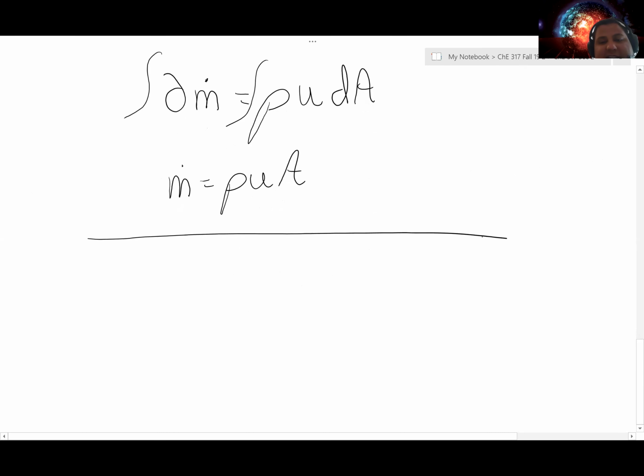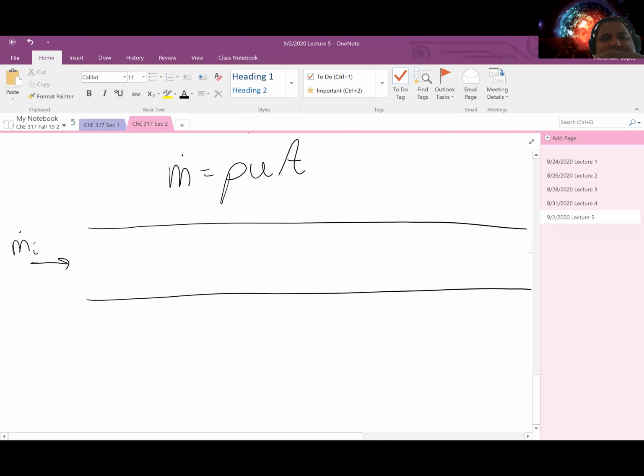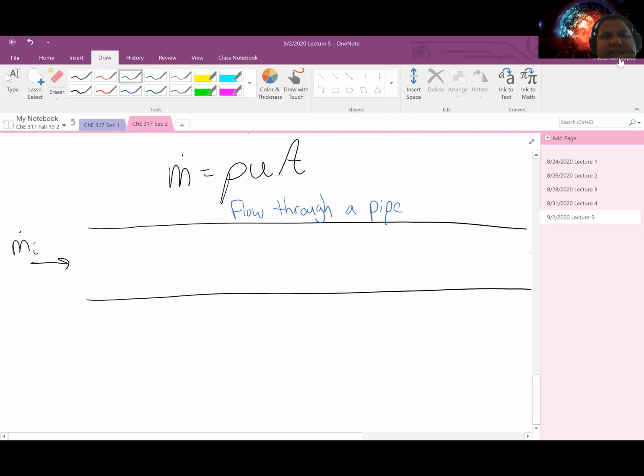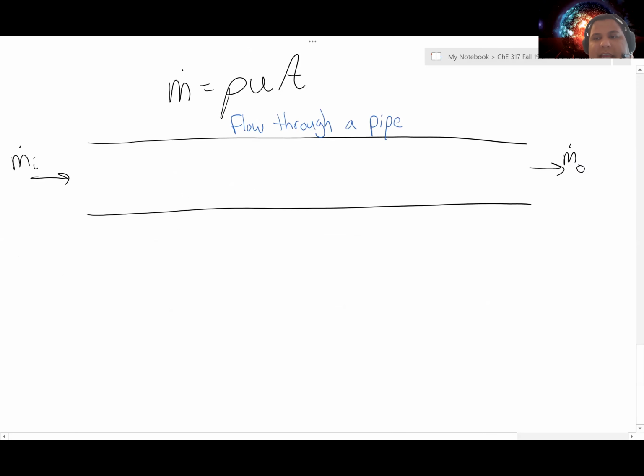Where if we look at flow through a pipe, and I asked you to derive a mass balance for this flow through a pipe, what would you initially put down?